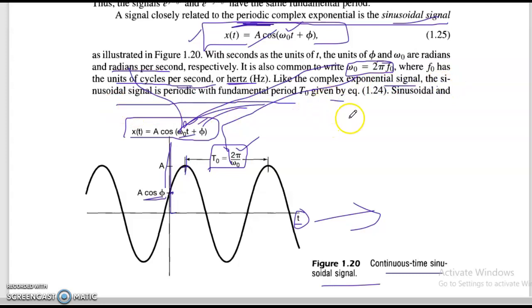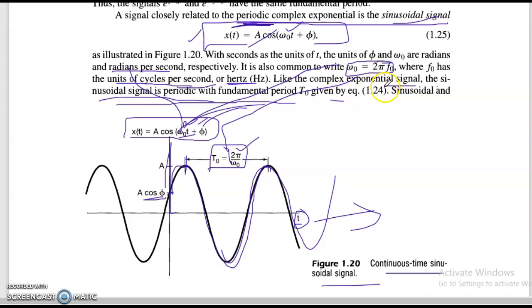Like the complex exponential signal, the sinusoidal signal is periodic. The sinusoidal signal is the best example of a periodic signal: the same repetition, where it finishes, then the same again.